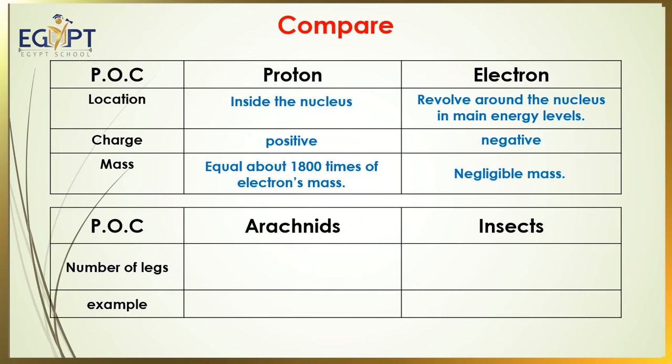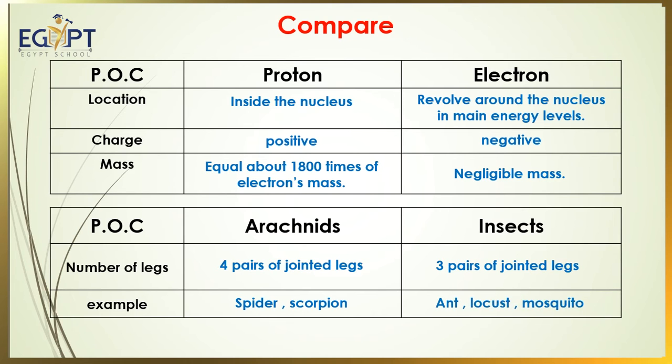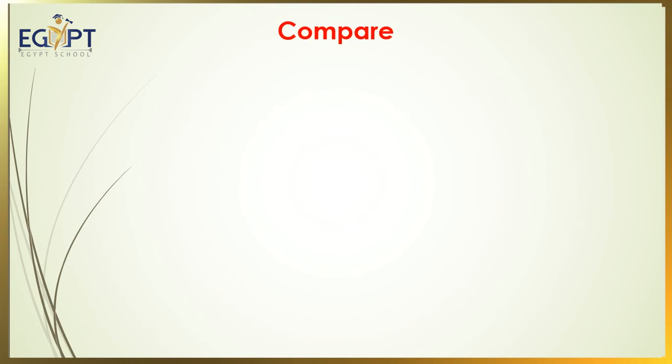The other comparison: arachnids and insects. The points of comparison: number of legs and example. Arachnids have 4 pairs of jointed legs, but insects have 3 pairs of jointed legs. Examples of arachnids are spider and scorpion. Insects, we have many examples such as ant, locust, mosquito, cockroach, and so on.